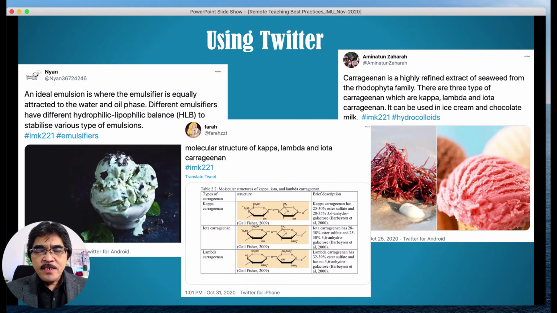Another activity that I get the students to do is what I would say a form of crowdsourcing. So I ask them to tweet.